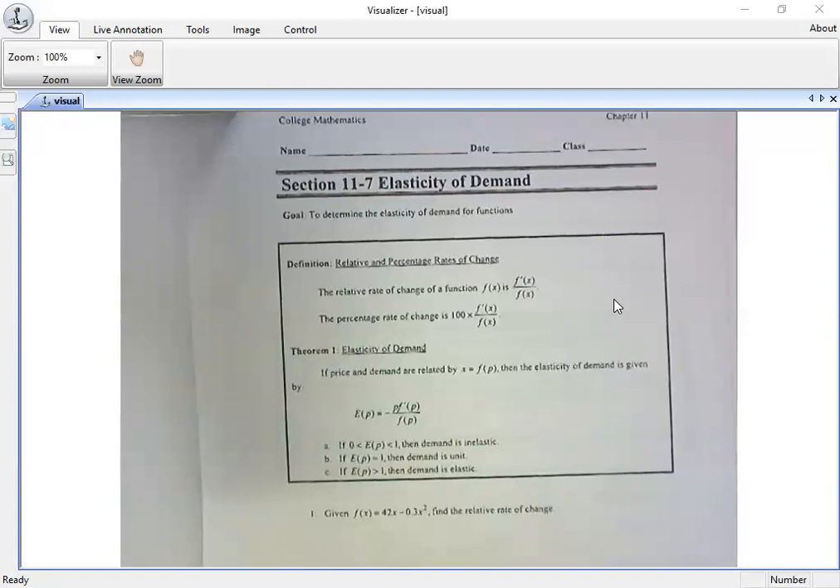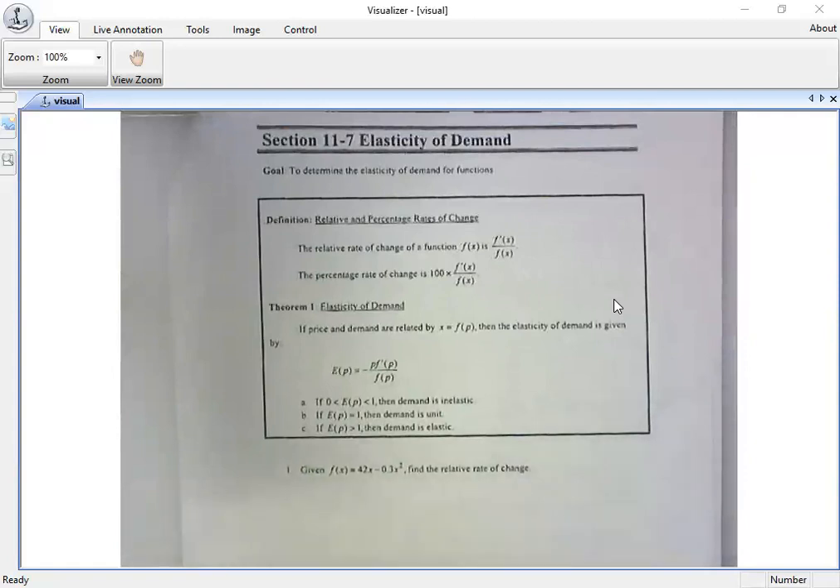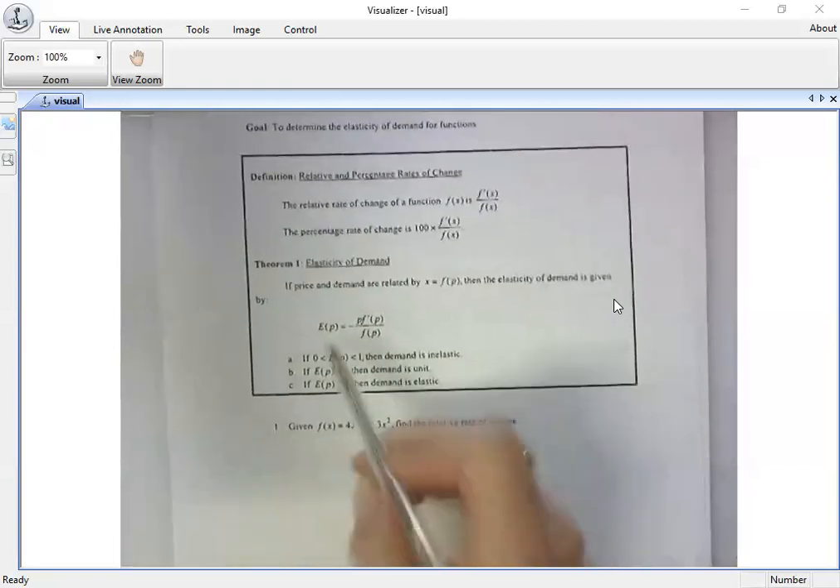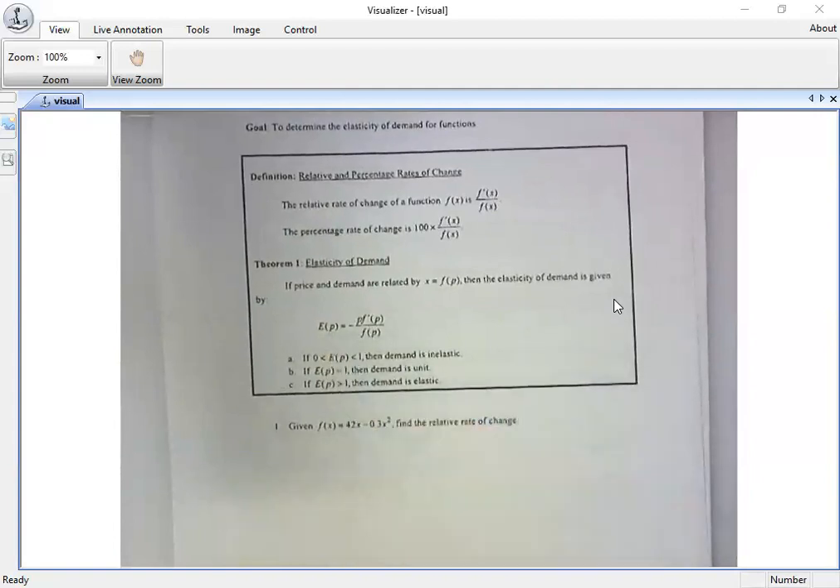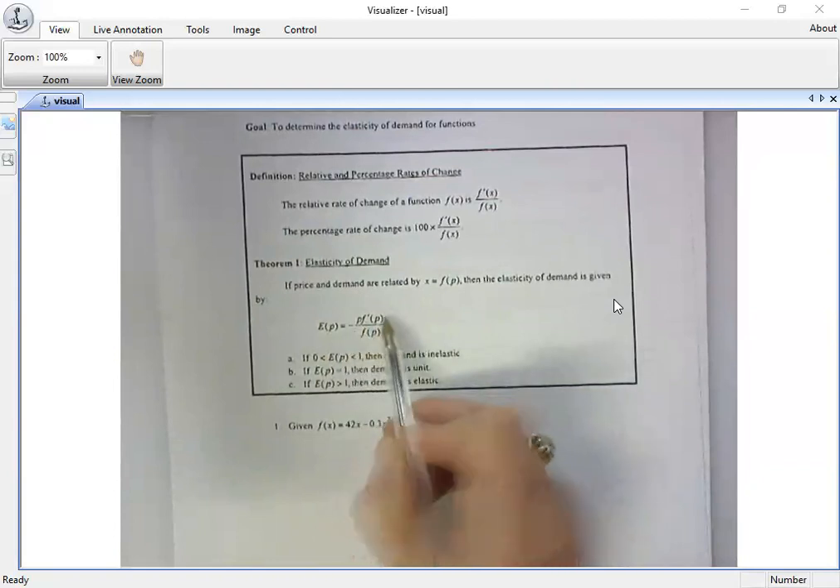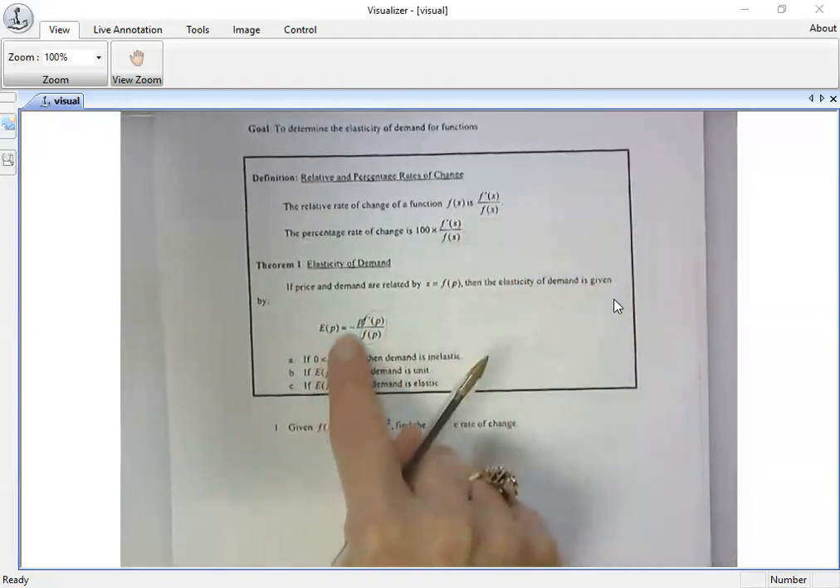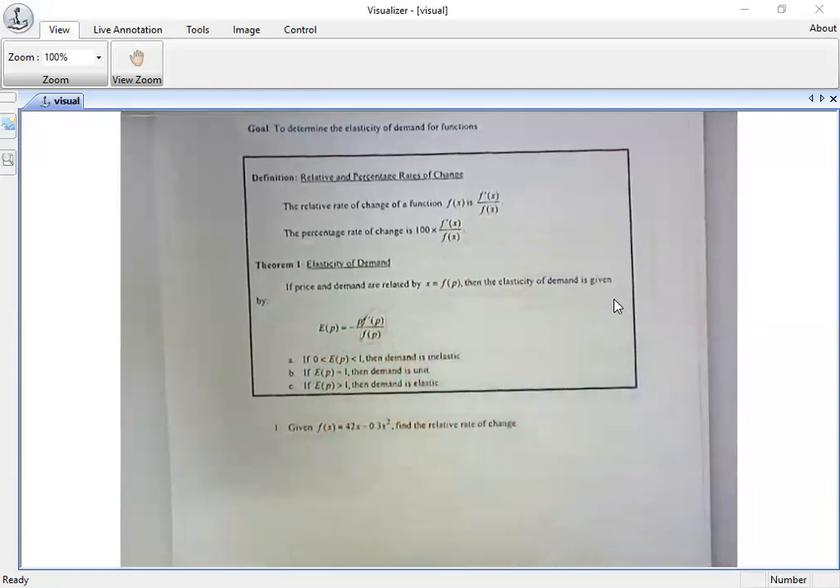Now, the elasticity of demand is what we can use to help us determine if we need to make an adjustment. In this case, we're going to be looking at the price compared to demand of our item. And this is the formula you need for elasticity of demand. You're going to take whatever the price is, which is P. So they're going to give us a function that has P in it. And we'll multiply that times the derivative and divide it by the original function. Now remember, this was that relative rate of change, the derivative divided by the original function. And then notice there's a minus sign in front. So you're taking that relative rate of change and multiplying it times the negative of whatever your price is.